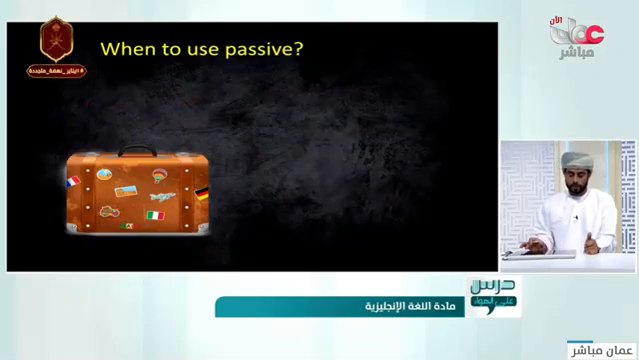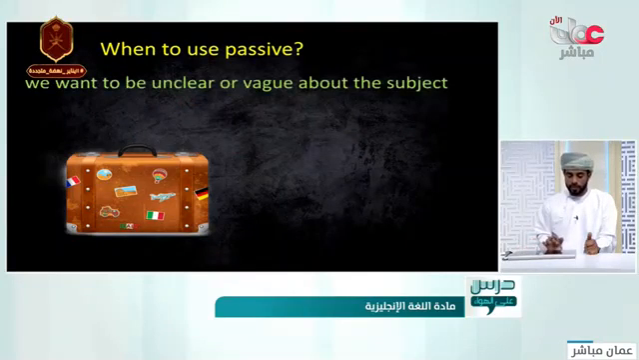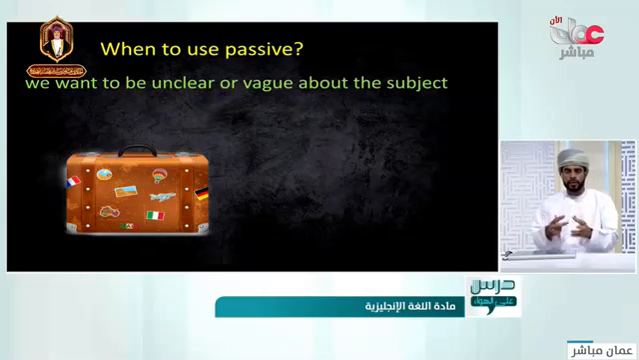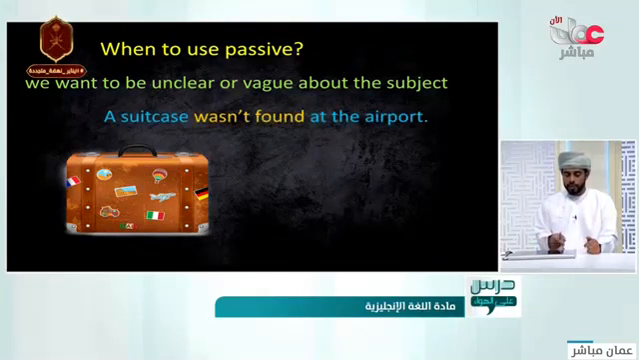Another usage of the passive is when we want to be unclear about something. For example, I said, a suitcase was found in the airport. I'm not being clear. Which suitcase? What about that suitcase? Something wrong with that suitcase, for example. So, to be unclear or vague about the subject. Like here, a suitcase wasn't found or was found at the airport.